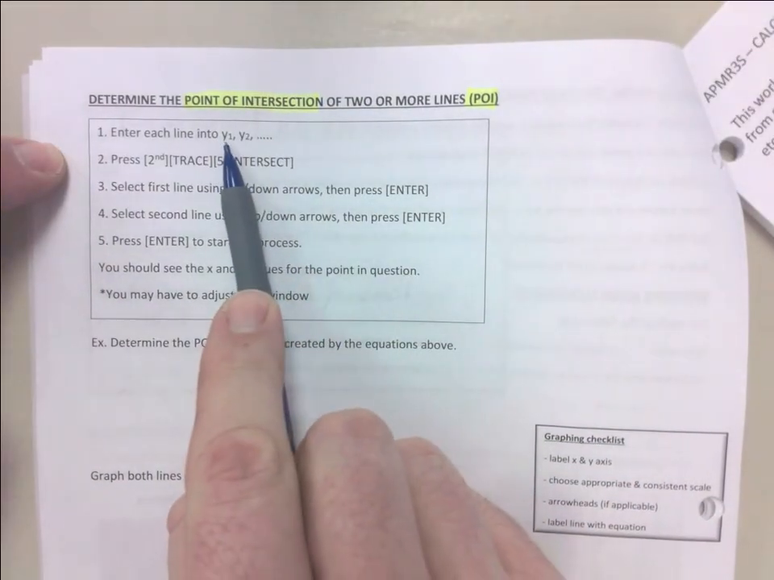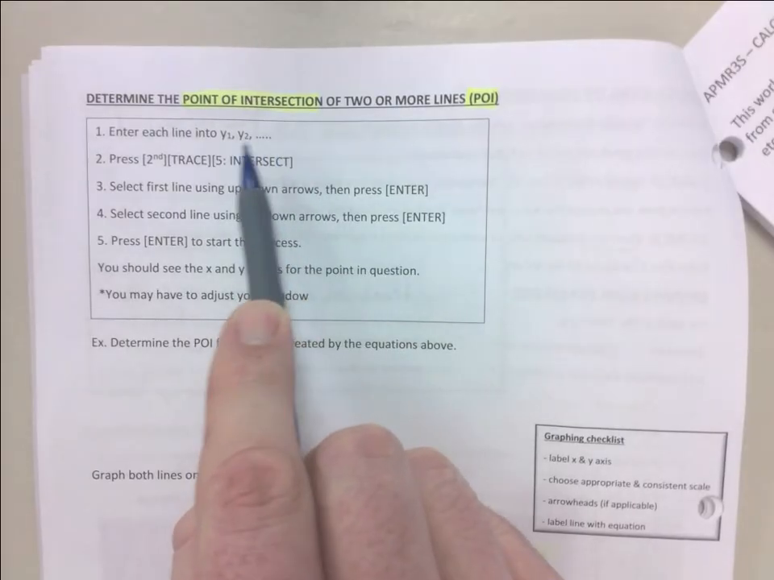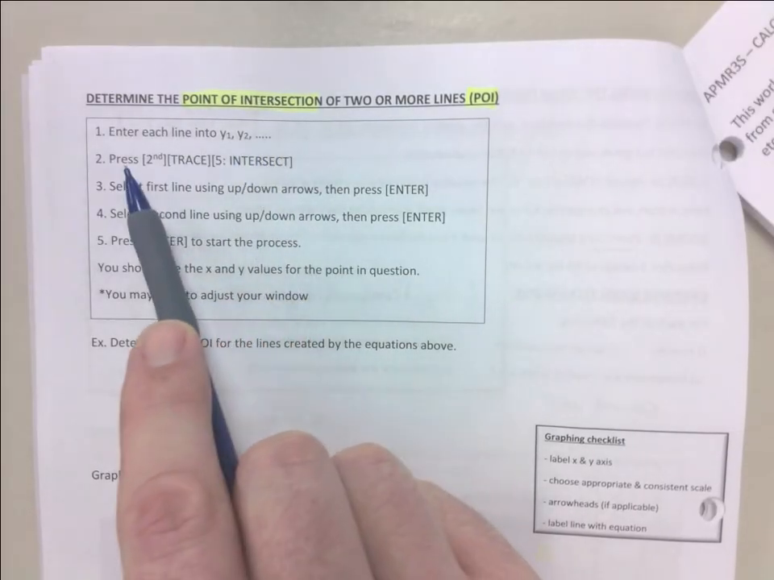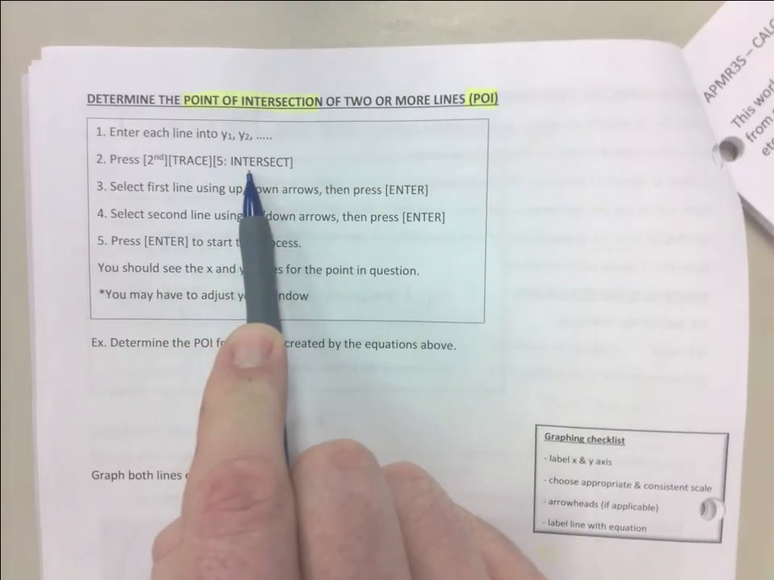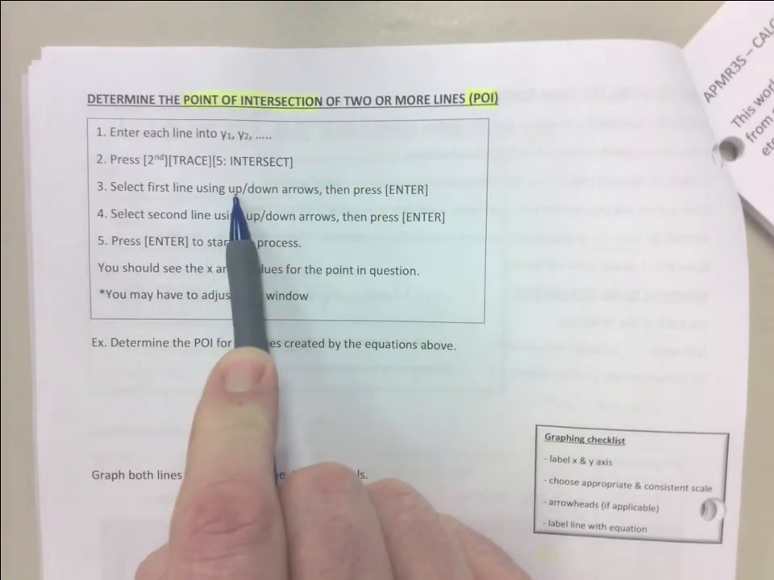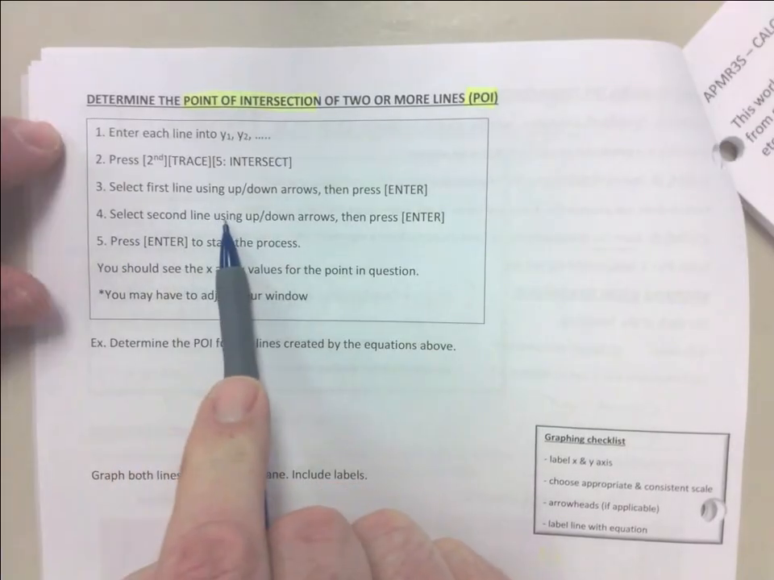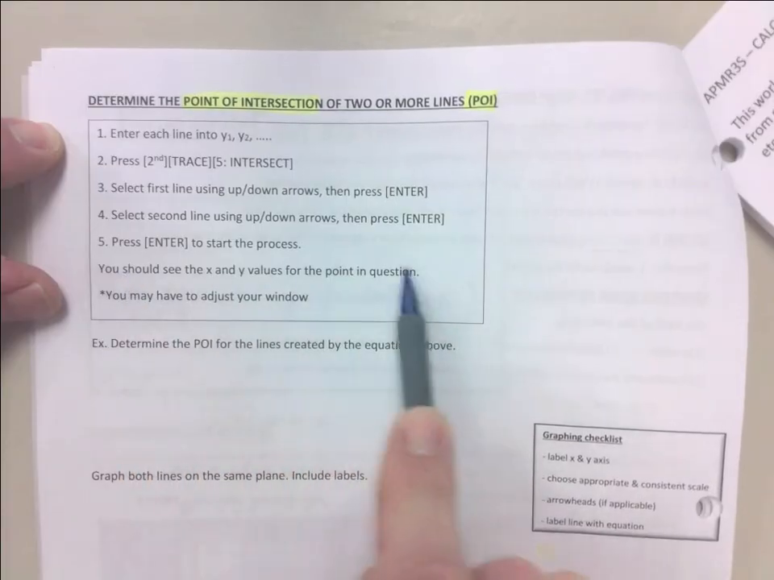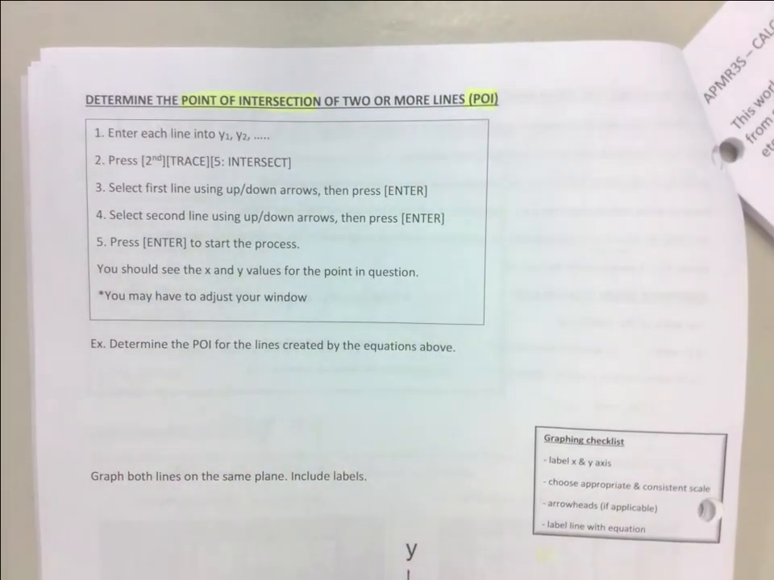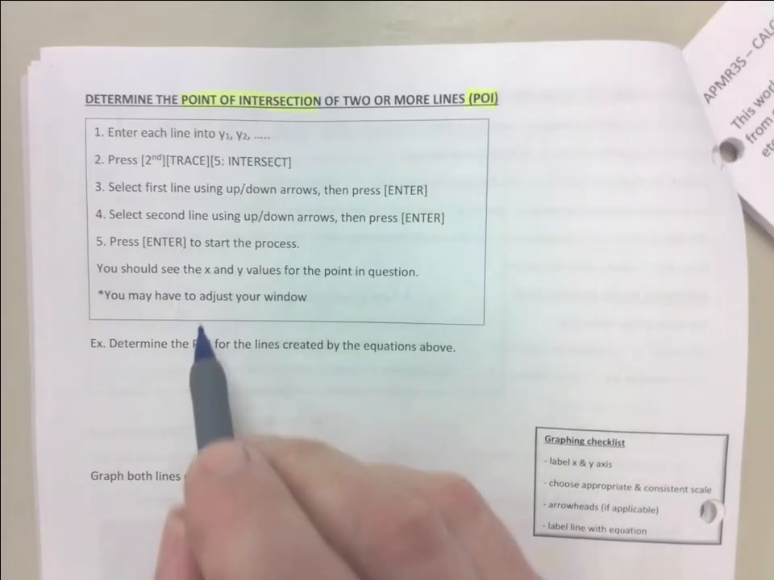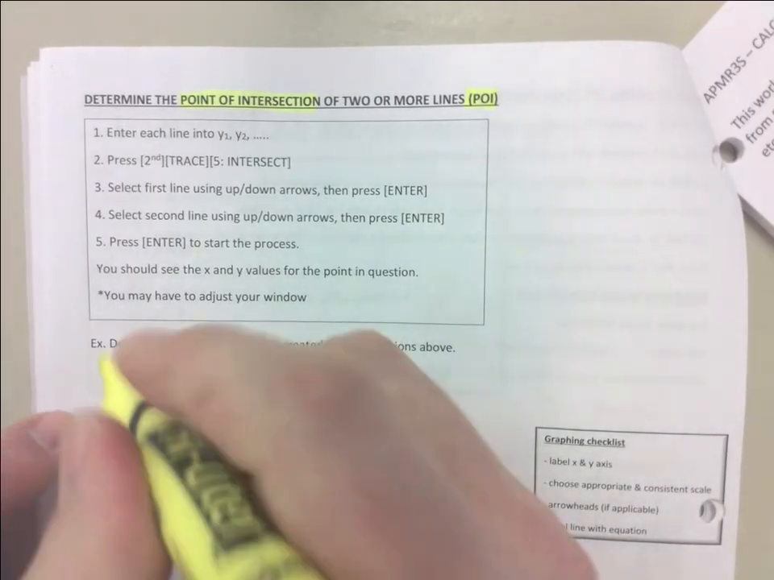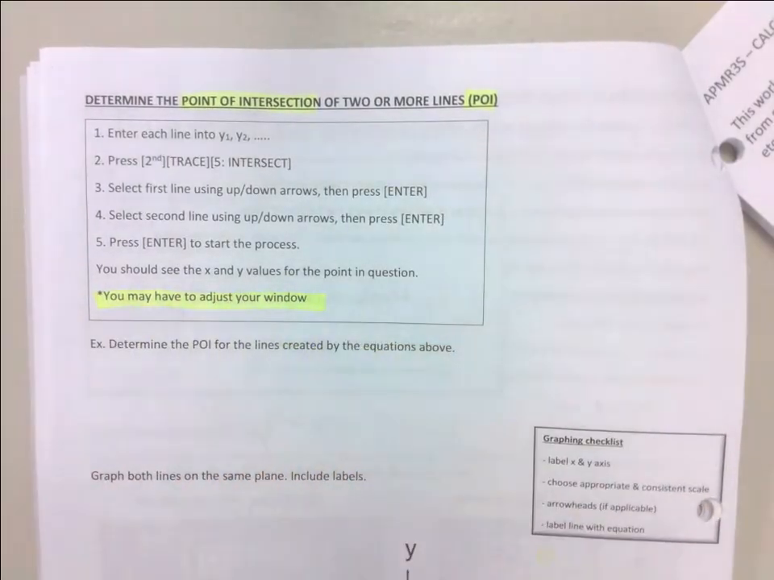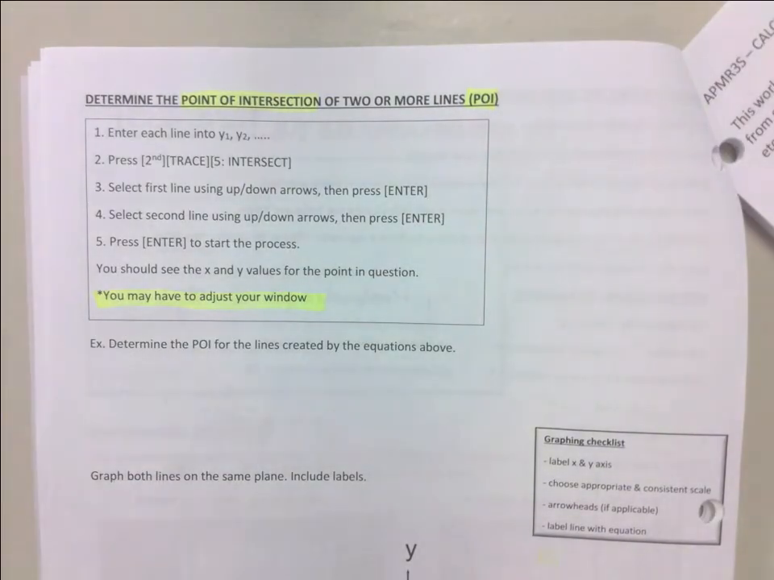Enter each line into Y1, Y2, Y3, and so forth. Press second trace intersect, select the first line, select the second line, press enter, and then you should start to see the X and the Y values of that point of intersection. You may have to adjust the window. That is always fine print, right? Everything I do, you have to adjust the window to make that happen.